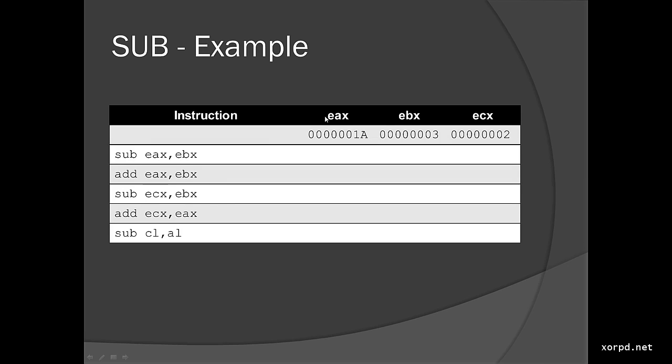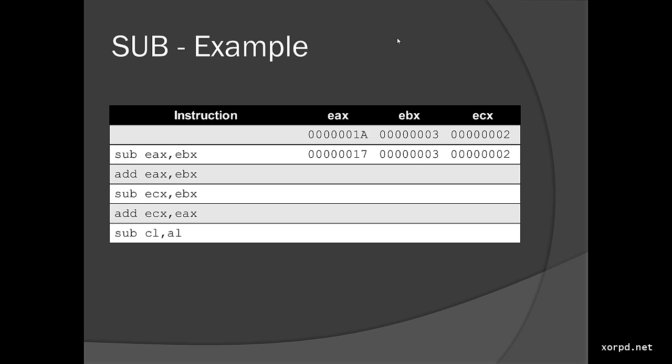Values for the registers EAX, EBX, and ECX. We put inside some simple numbers, 2, 3, and 1A, and we are going to look at the effects of some of the instructions. The first one is sub EAX, EBX, which is going to execute EAX minus EBX and store the result inside EAX. So EAX is this number, 1A, minus 3. Can you calculate it in your head? 1A minus 3 should be 17 in base 16.